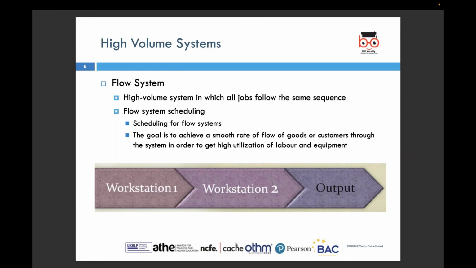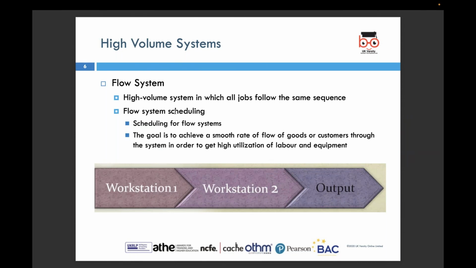A flow system is characterized by a high volume of jobs or tasks that need to be completed, and what sets it apart is the fact that all these jobs follow the same sequence. So, this means that each task must be executed in a specific order and there is little room for variation.